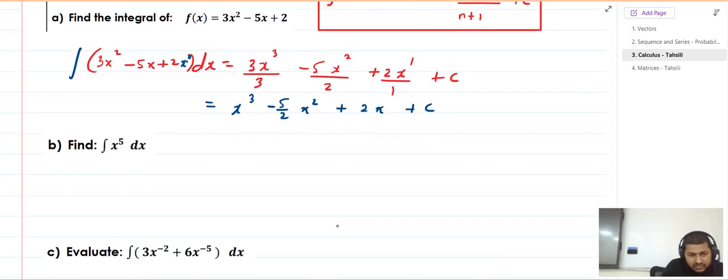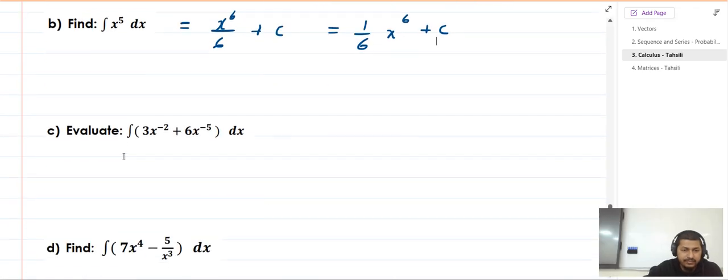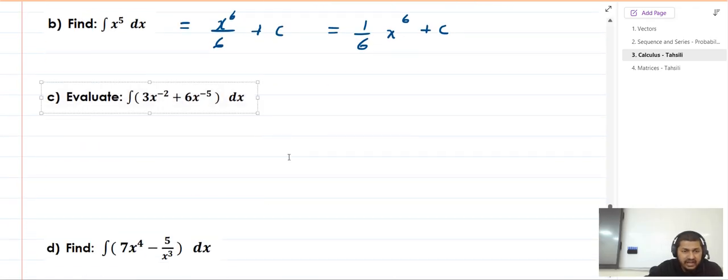Let's look at the next one. This is pretty straightforward. Just add 1 to the power and divide by the same power, so x to the power 6 over 6 plus c. So I can rewrite it as 1 over 6 x to the power 6 plus c. I added 1 to the power and I divided by the same power. Quite simple. Next one, again same story.